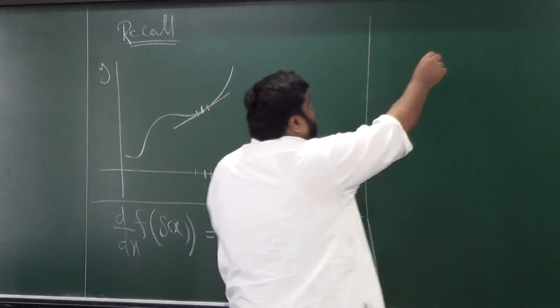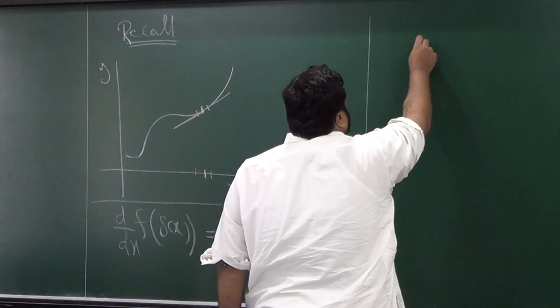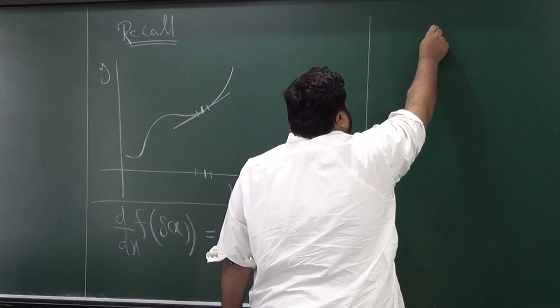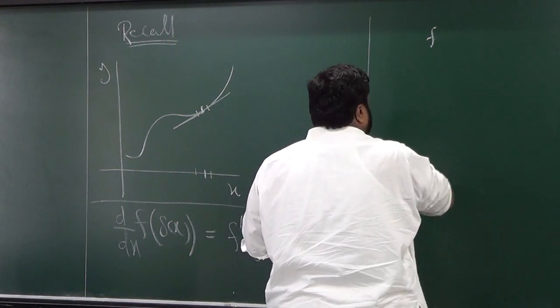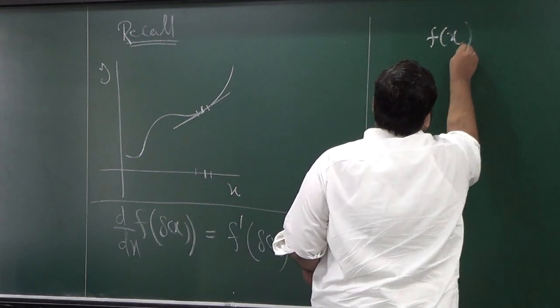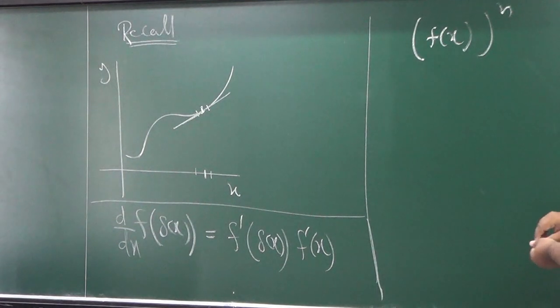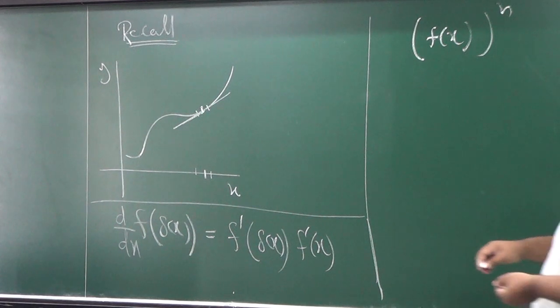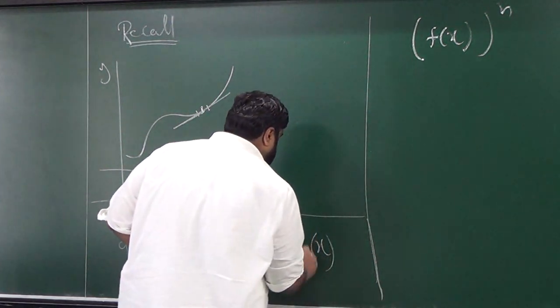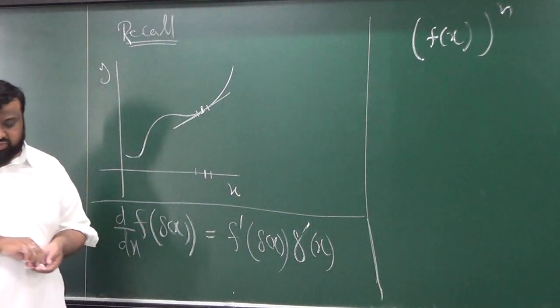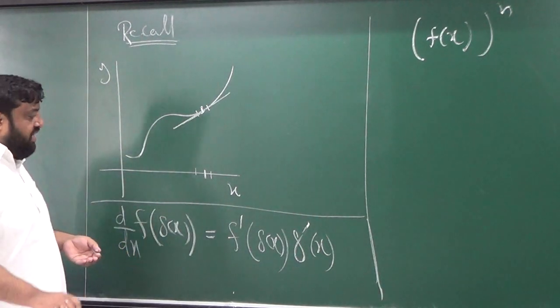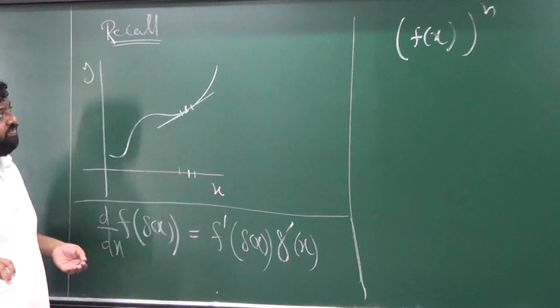As a result, for example, if I have a function f of x raised to n, then should it be f prime of g of x times f prime of x or g prime? It should be g prime of x. Yes, you're right, it should be g prime of x. Thanks for pointing it out.